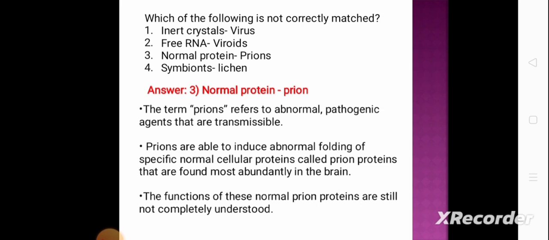So the answer will be option 3, that is normal protein prion. It is not correctly matched. The term prion refers to abnormal pathogenic agents that are transmissible. Prions are able to induce abnormal folding of specific normal cellular proteins called prion proteins that are found most abundantly in the brain. The function of these normal prion proteins is still not completely understood.